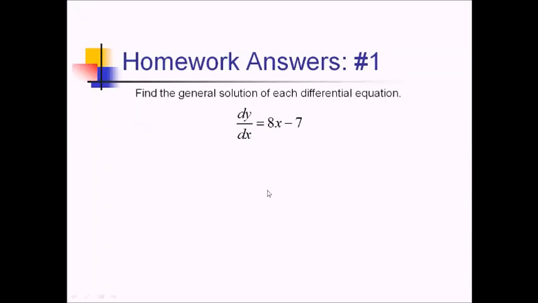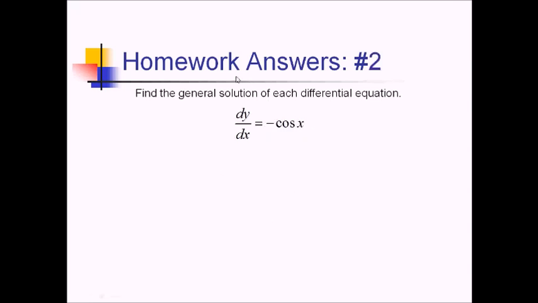On this problem, I want the general solution for this differential equation. So basically, I'm just taking the antiderivative, going from left to right. This bumps up to a 2 for an exponent. Dividing by that, we've got 4x squared, and then minus 7x, and then plus c.